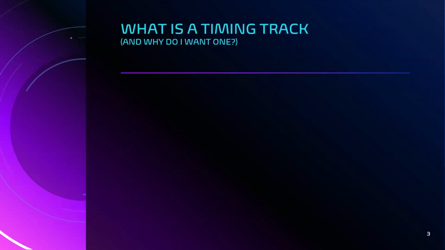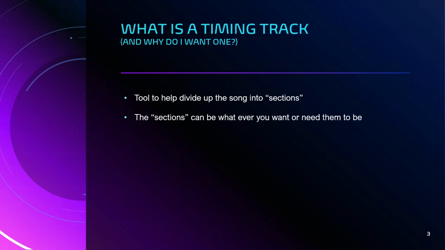So what is a timing track and why do I want one? Essentially, it's a tool to divide the song or the sequence. It doesn't even have to be a song, right? We can use timing tracks in just animation sequences, but it's a way to divide the song or your sequence into sections to help you work on it. And these sections can be whatever you want or need them to be, so you can define them. There are some common ones we use, but it's really limited by your imagination and how you envision using them. That will become more clear when we start creating some of them.